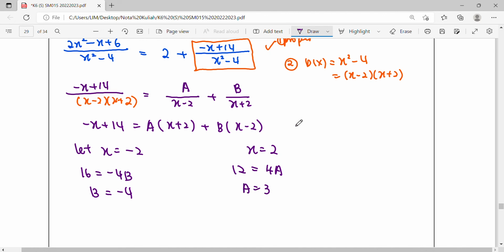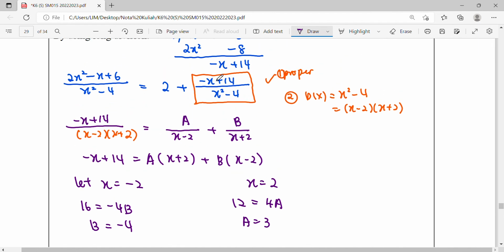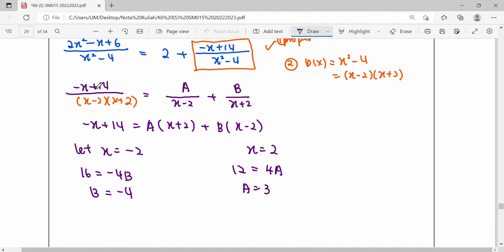Lastly, we're going to substitute into our partial fraction. But this partial fraction is only one part of the whole. Our original fraction is this, so we have to write back starting from our original question. Our original question is this: 2x squared minus x plus 6 over x squared minus 4, which equals 2 plus the proper fraction expressed in its partial fraction way, where A is 3, and B is negative 4.